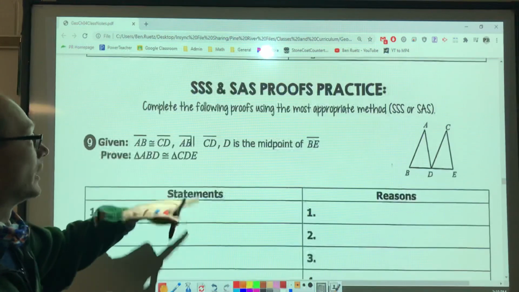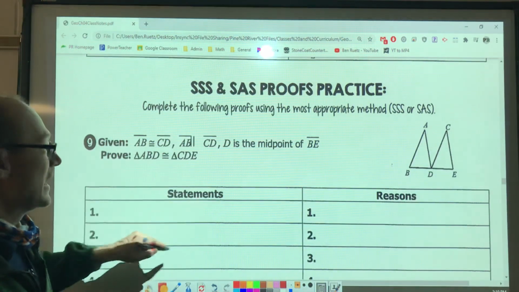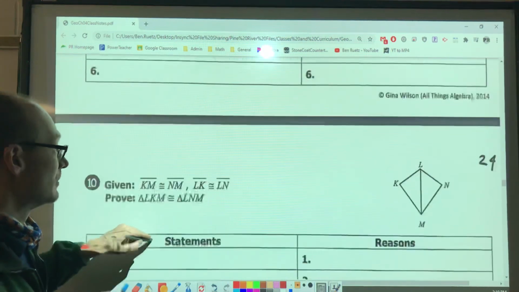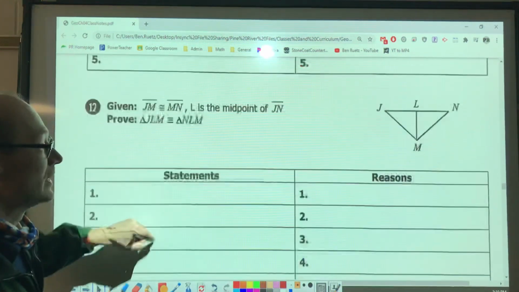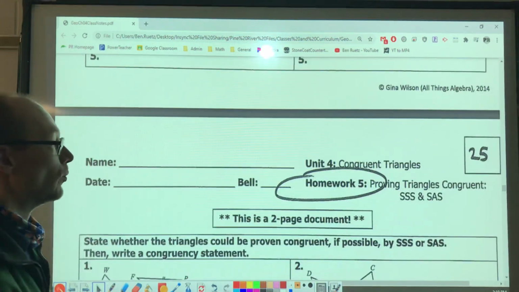Look at the key and see if you can figure out why these statements are the way they are. And I think that takes us to the homework.